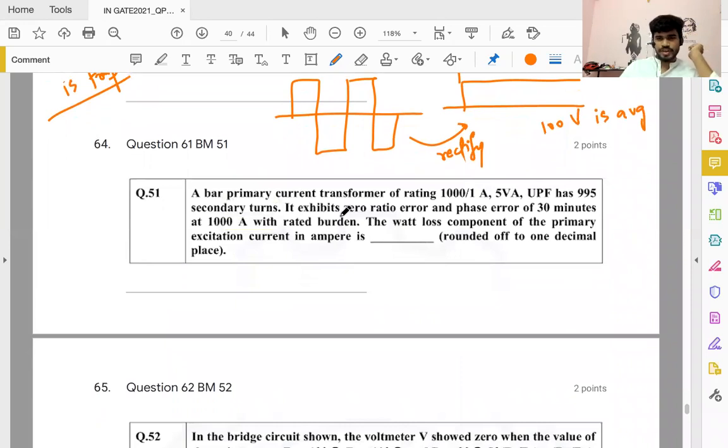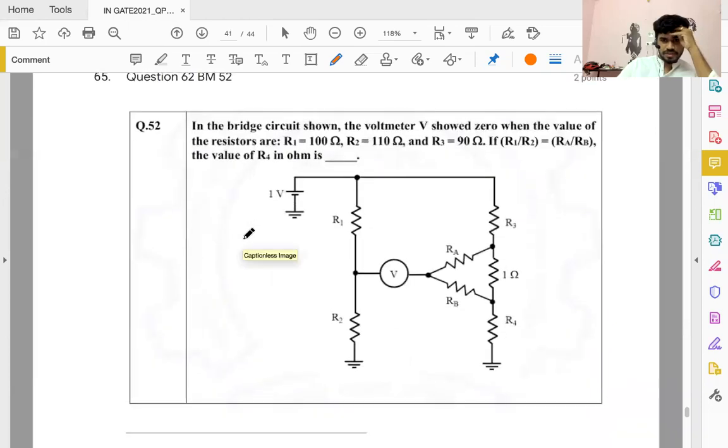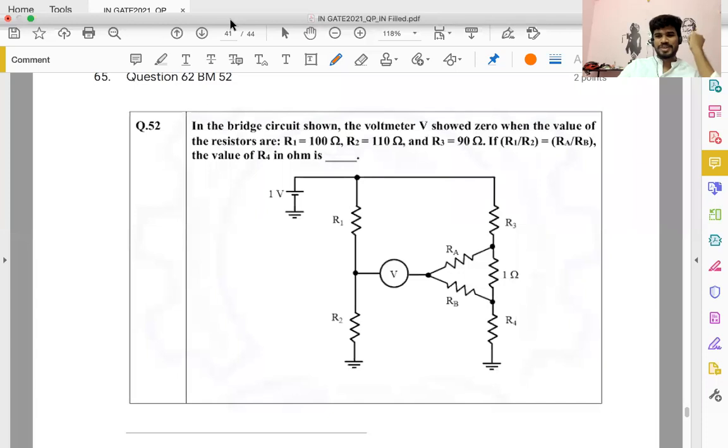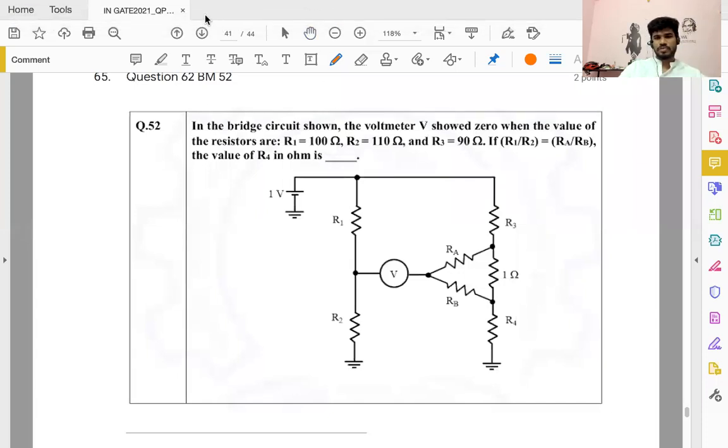Current transformer rating. Okay, transformer we haven't done, so we can skip this. Anyone solve this problem? Anyone? How many of you solved this question?